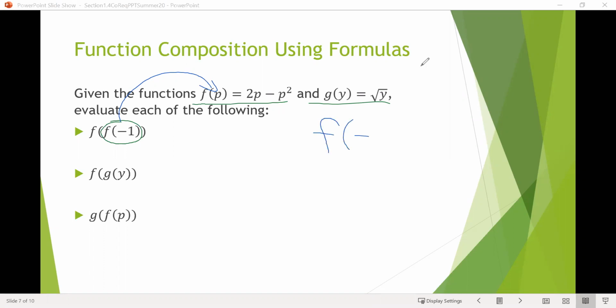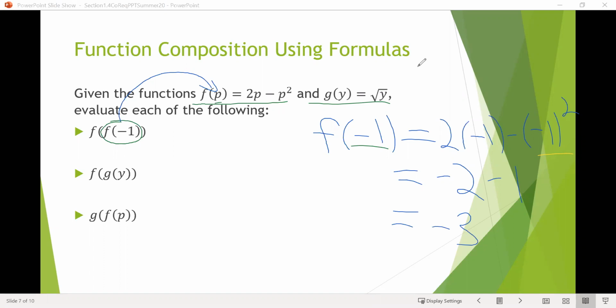So we're going to do f of -1. Here, the -1 is taking the place of the p, so we need to replace p with -1 everywhere else. So we have 2 times -1 minus -1 squared. Using our order of operations, multiply 2 times -1, which is -2, minus, remember here we need to square before we deal with the minus. So -1 squared, -1 times -1 gives us +1, so we have minus 1. So -2 minus 1 gives us -3. So that's what f of -1 is.